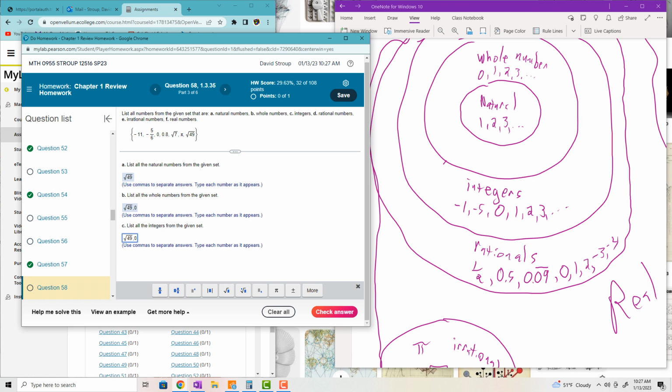Okay, so integers now include the negative counting numbers, so negative 11. And again, I'm going to copy these so I can copy and paste. Control C.